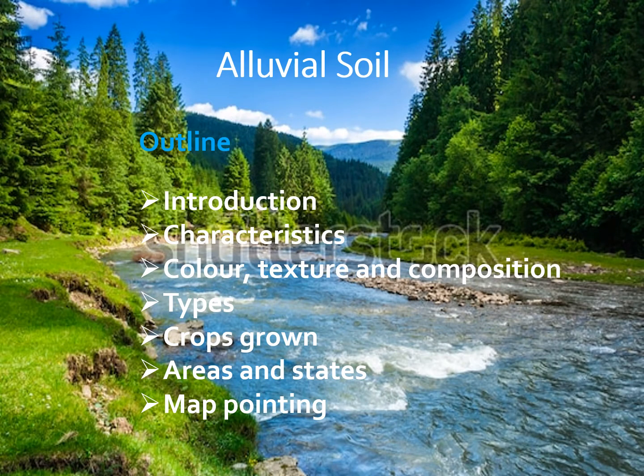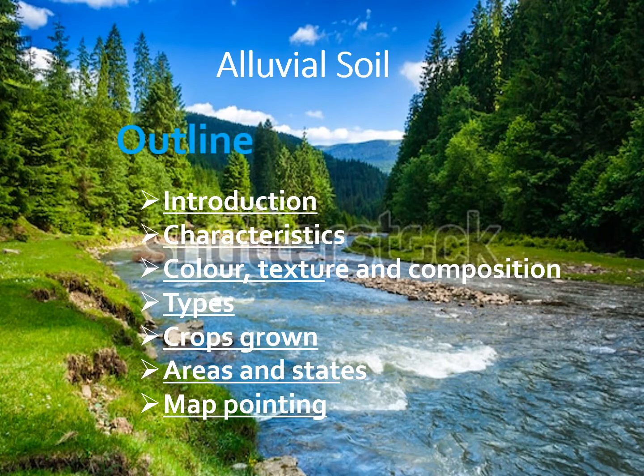Alluvial soil, and the outline of the topic is: Introduction, Characteristics of alluvial soil, Color, Texture and Composition, Types of alluvial soil, Crops grown, Areas and states where alluvial soil is found, and at the end, map pointing. Let's go into the depth of the topic now.